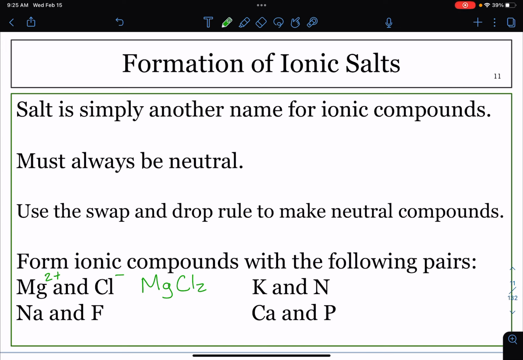This doesn't mean the chlorine has a charge of 2. That would be silly. Chlorine can only make a charge of -1. But this 2 now does not mean a charge. It means you have 2 chlorine atoms in this compound.